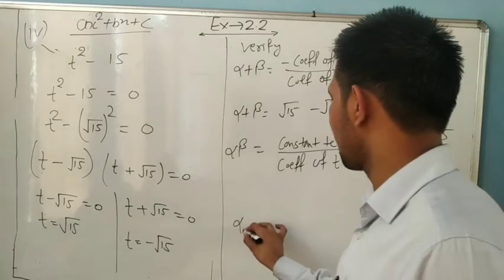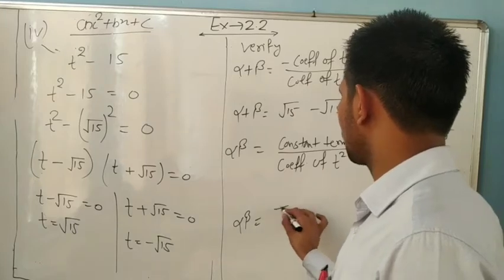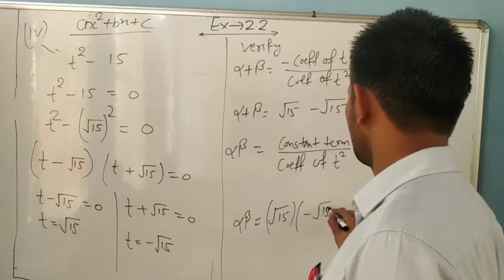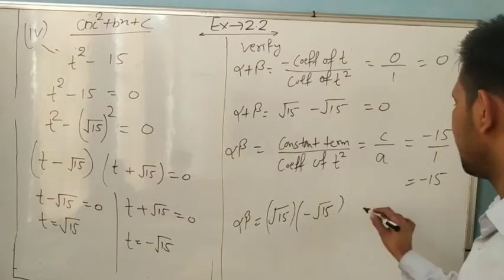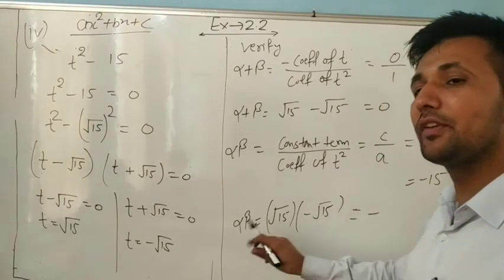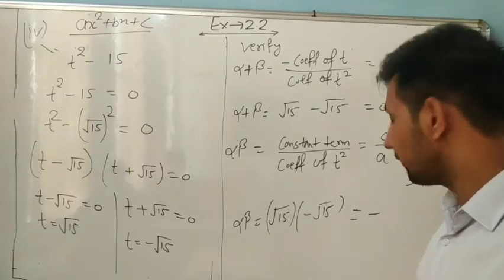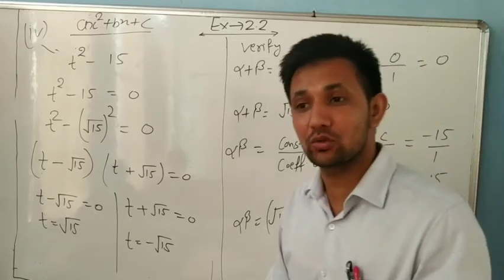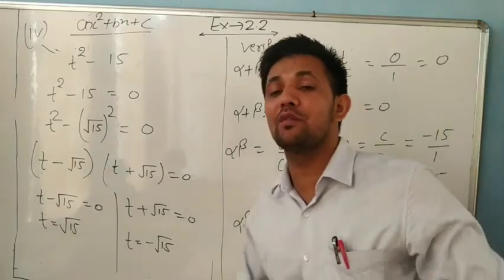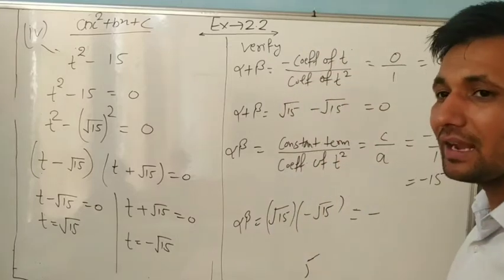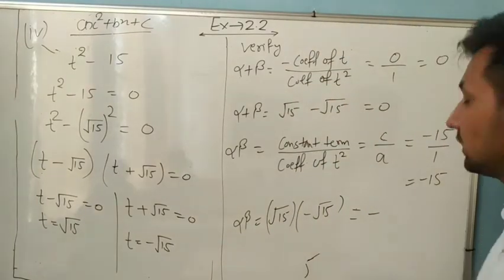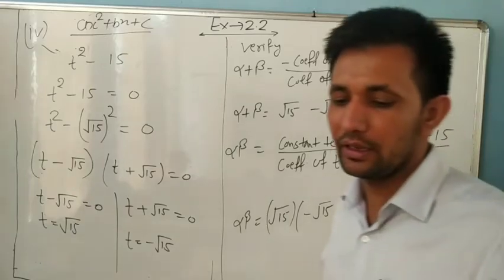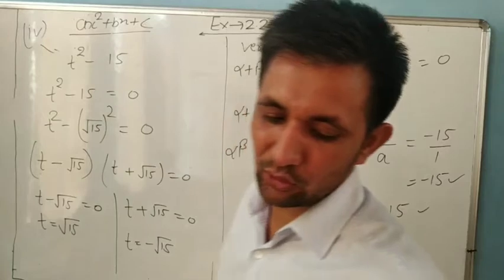You can check it. Alpha into beta equals root 15 multiplied by minus root 15. Positive into negative is negative. Root 15 into root 15, like x into x is x square, is root 15 square, and root 15 square is 15. So minus 15, in both cases. Understand it? So we have already verified it. The rest of the part, do it yourself.